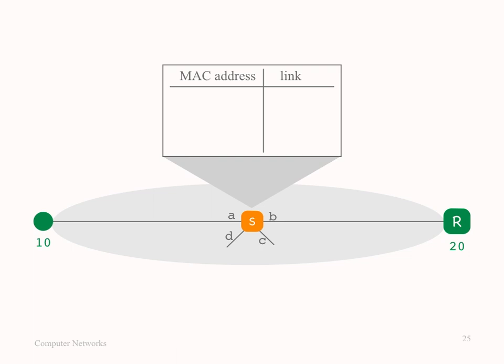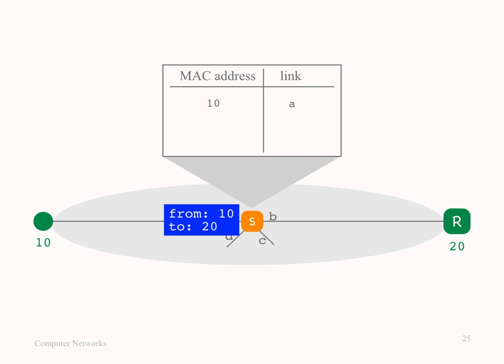For example, if the switch receives a packet with source MAC address 10 at link A, then it adds an entry to the forwarding table indicating that if in the future it receives a packet with destination MAC address 10, it should forward that packet through link A.